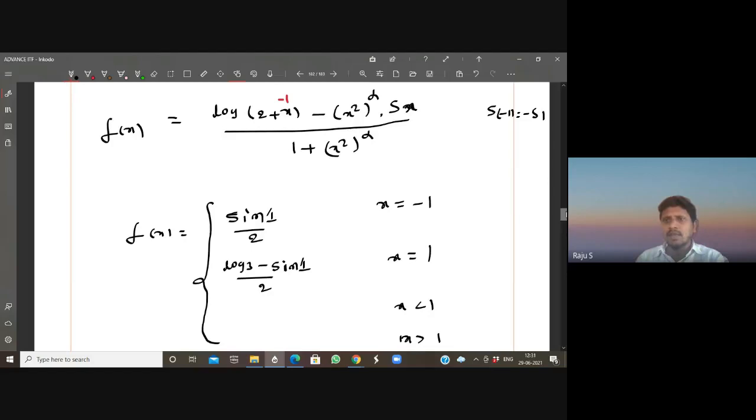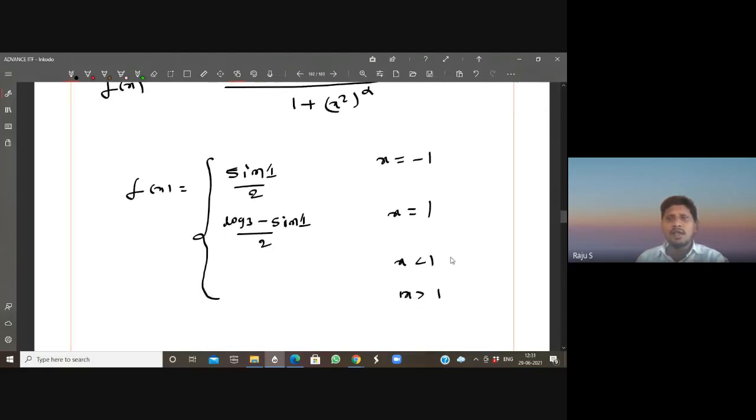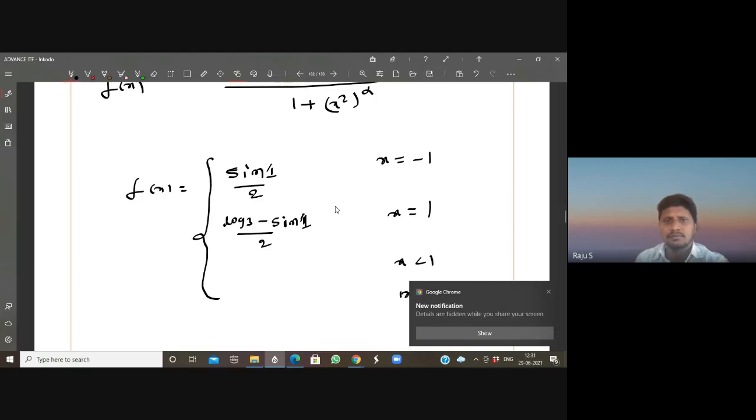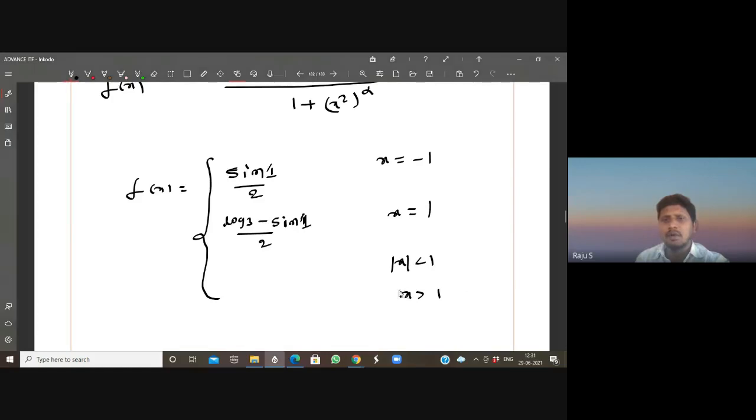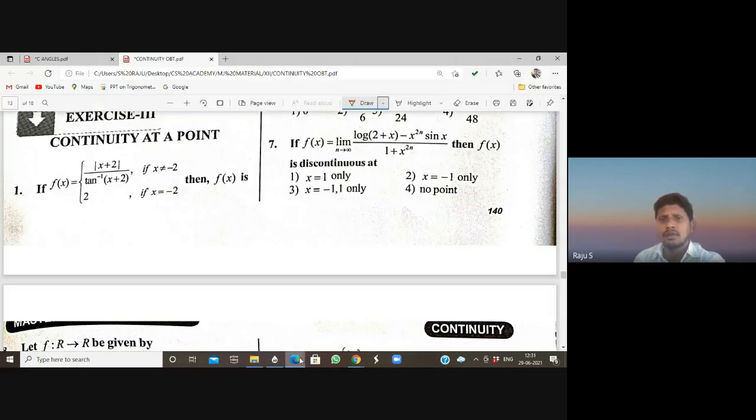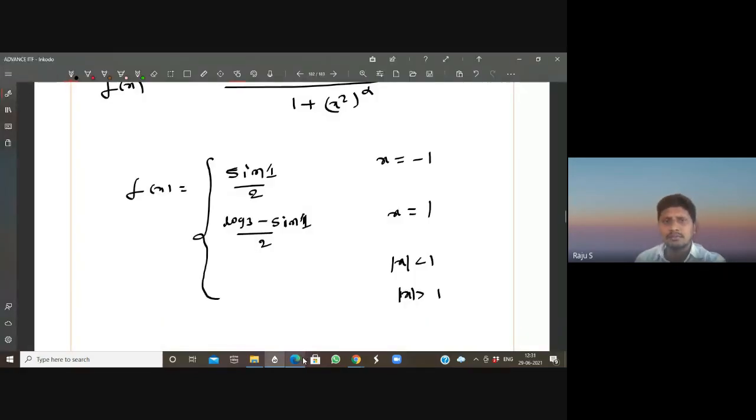This is valid when x is less than 1 or less than minus 1. Tell me, is modulus x less than 1, or modulus x greater than 1? What are the conditions here? We are getting, firstly, less than minus 1, and greater than 1 I want to take.